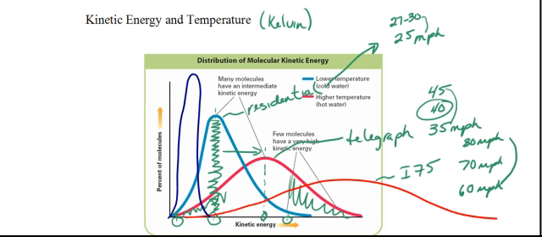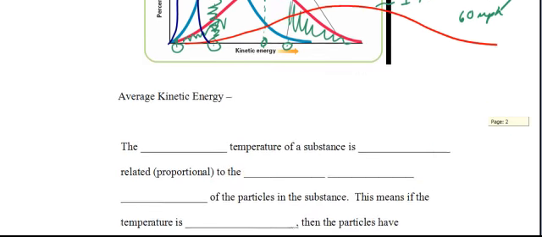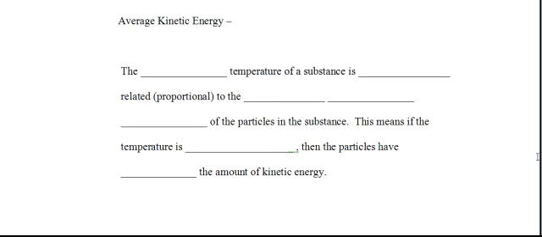So the analogy is this. The lower the speed limit, the lower the temperature, the closer together all the speeds are. The higher the temperature, the higher the speed limit, the more distributed the speeds are. Now, to finish this off, let's put this in paragraph form. Let me scroll down a little bit more. Here's our little paragraph here.